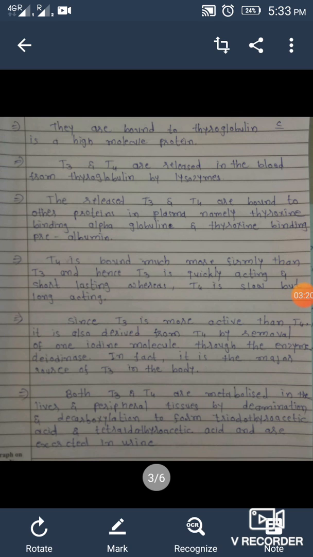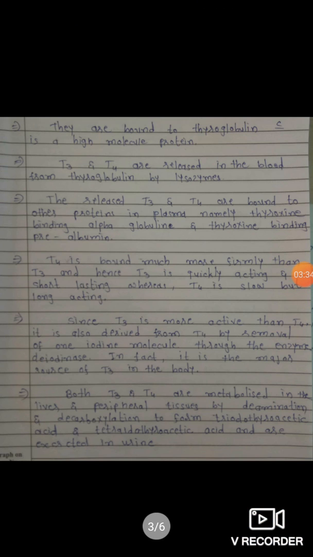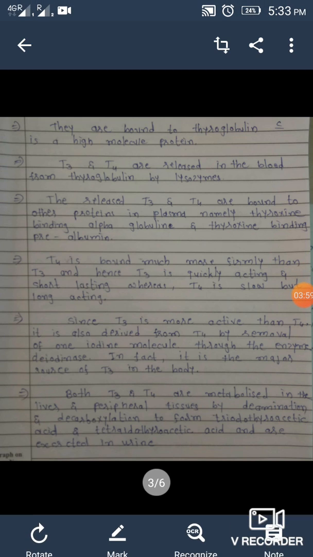Here T4 is bound much more firmly than T3. So what happens? T3 is quick acting and short acting, while T4 is slow but longer acting. T3 is also synthesized from T4 by removal of one iodine molecule with the help of deiodinase enzyme. If there is a lack of one iodine molecule from T4, then it is called T3. In fact, it is the major source of T3 in the body. T4 is the major source.